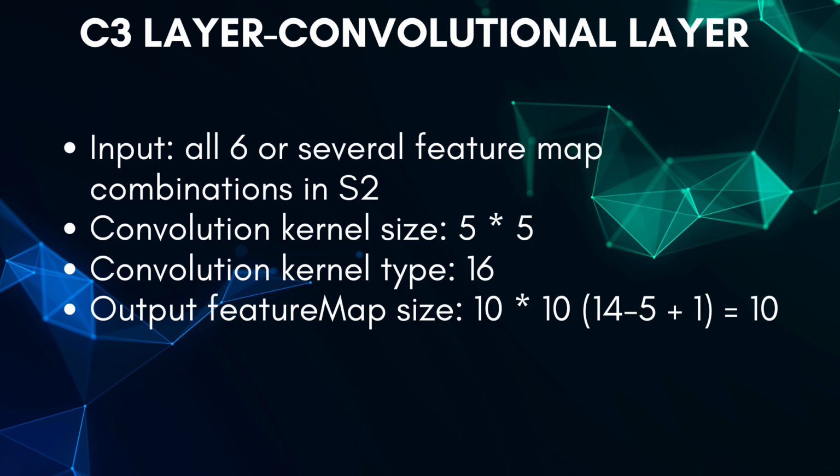To recap, the C3 layer in LeNet 5 operates on input from the S2 layer, applying 5 times 5 convolution kernels to create 16 feature maps, each measuring 10 times 10 pixels. With 1516 trainable parameters and 151,600 connections, it showcases the powerful feature extraction capabilities of convolutional networks.